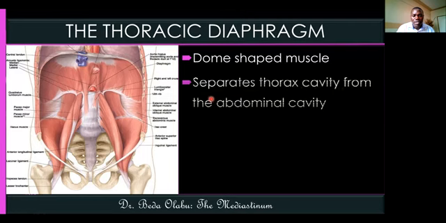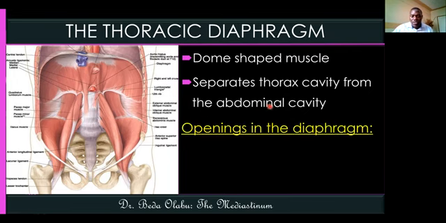So the thoracic diaphragm is a dome-shaped muscle. It separates the thoracic cavity from the abdominal cavity. So above it is the thoracic cavity, below it is the abdominal cavity. There are three openings within the diaphragm. We have the caval opening. That's the highest opening. The caval opening corresponds with the level of the 8th thoracic vertebra, T8. As the name suggests, the caval opening is for the passage of the inferior vena cava.